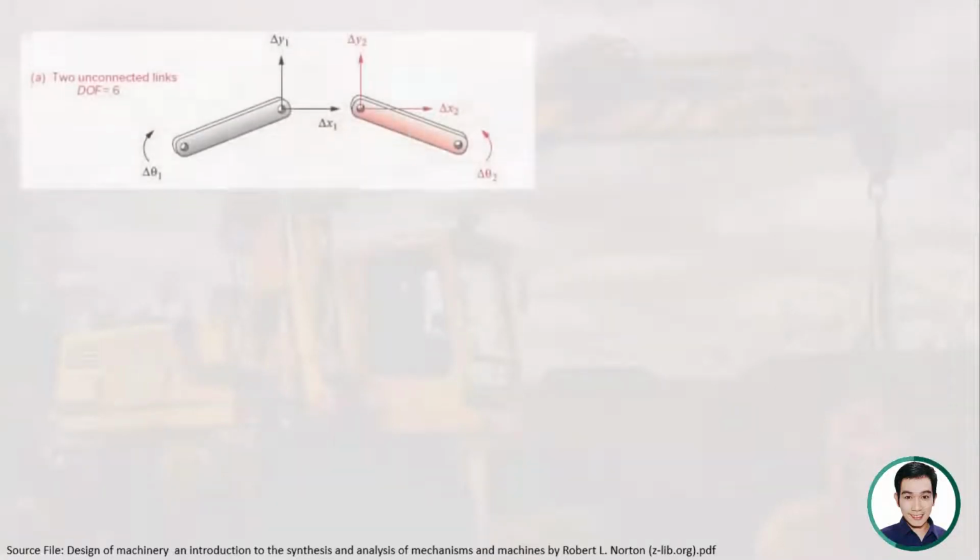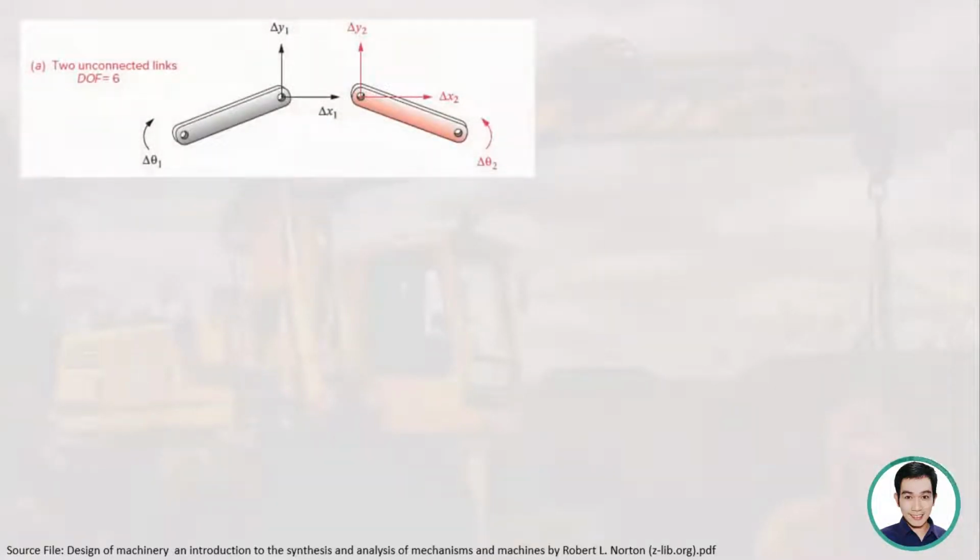Let us look at this, for example. We have here two unconnected links. For these two unconnected links, their motion is not restrained because each of these is free to rotate, to move up or down or left or right. So if you count the total mobility for these two unconnected links, there are 3 degrees of freedom for link 1 and another 3 for link number 2. So for these unconnected links, the total degrees of freedom is 6.